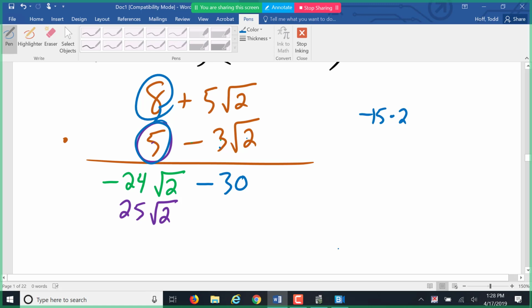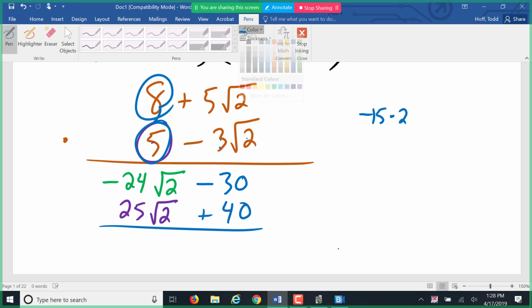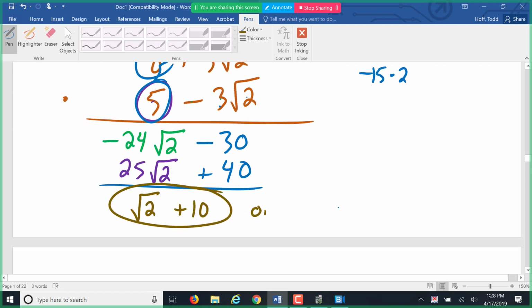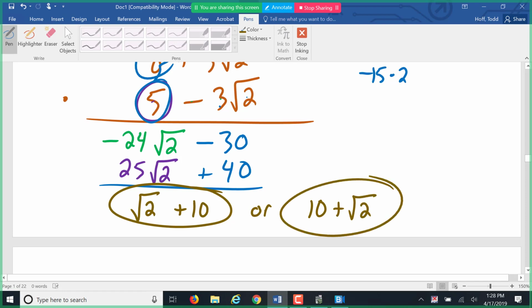You'll notice, however, that that can combine with the negative 30. So now I combine negative 24 times the square root of 2 and positive 25. Negative 24 and positive 25 makes 1 square root of 2, or just the square root of 2. Negative 30 and positive 40 make positive 10. So I can either write that as the square root of 2 plus 10 or 10 plus the square root of 2. Either one of those is acceptable.